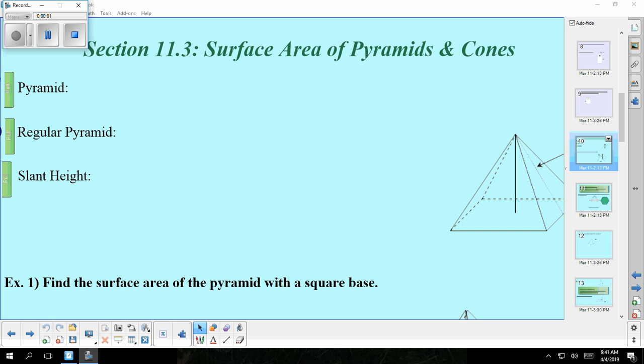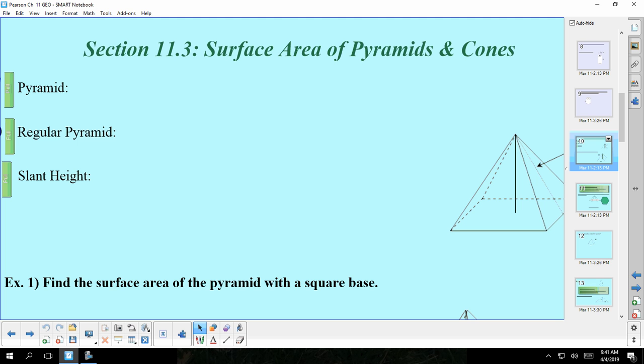All right, section 11-3, surface areas of pyramids and cones. So we've looked at prisms and cylinders, and we looked at the surface area and volume of each of those. Now we're going to go ahead and look at the surface area of pyramids and cones.